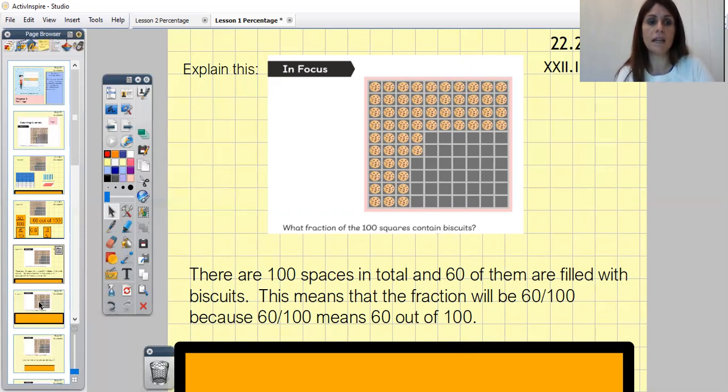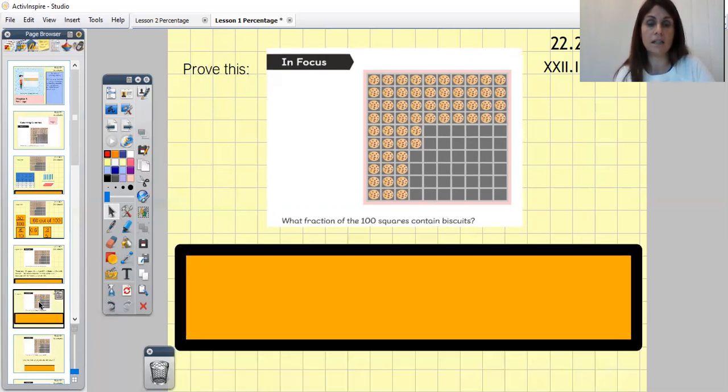Okay. Right, and let's have a look at our final section then. So prove it.